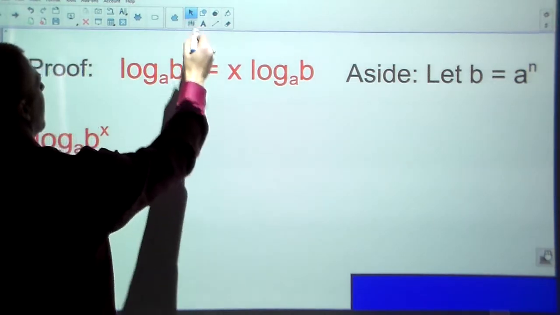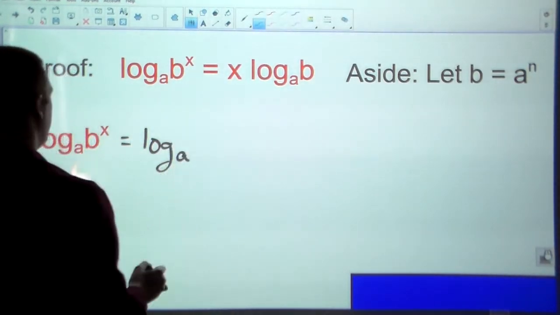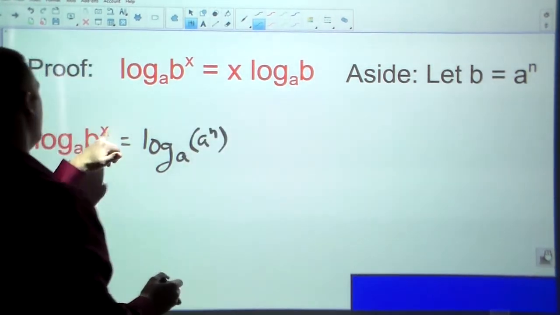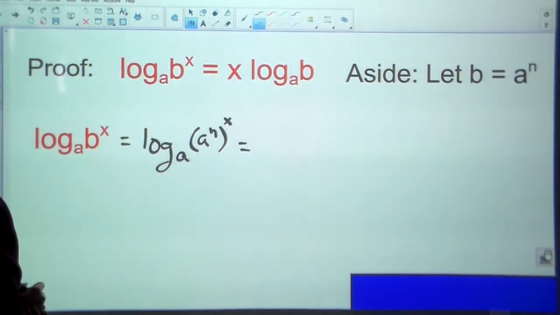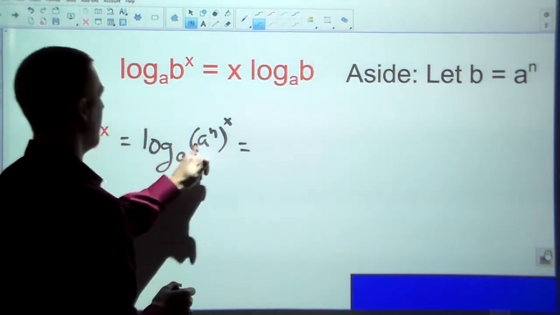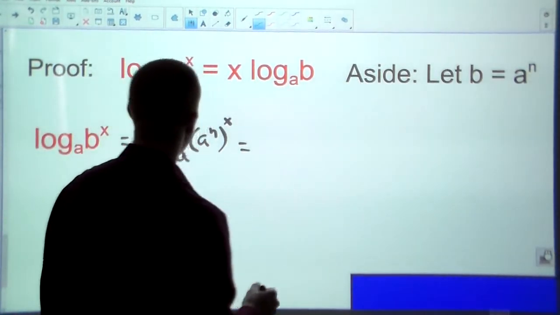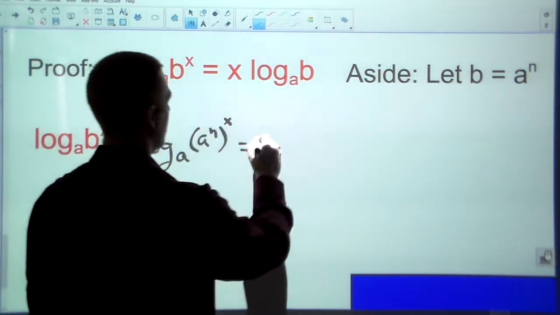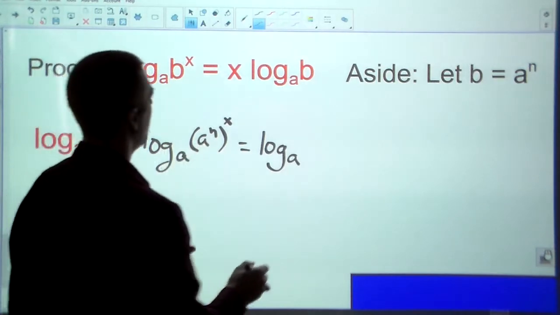Okay, so let's see how that plays out if you plug that in. So log base a, we're going to say b is a to the n, and it'll be raised to the x power. So just a substitution, that's all I did. So you might be seeing this happening and thinking maybe I can cancel something out, and soon you will be able to. But before we take care of that, let's take care of these exponents. It's going to make the process way easier if we hold off on this for now.